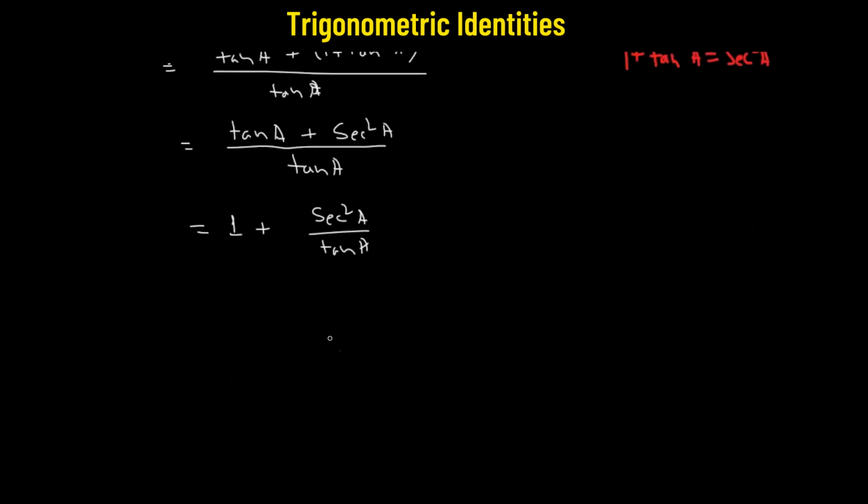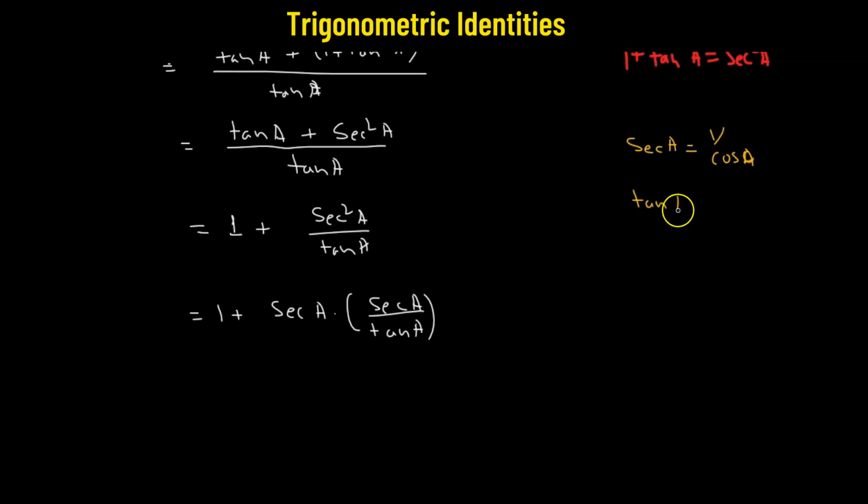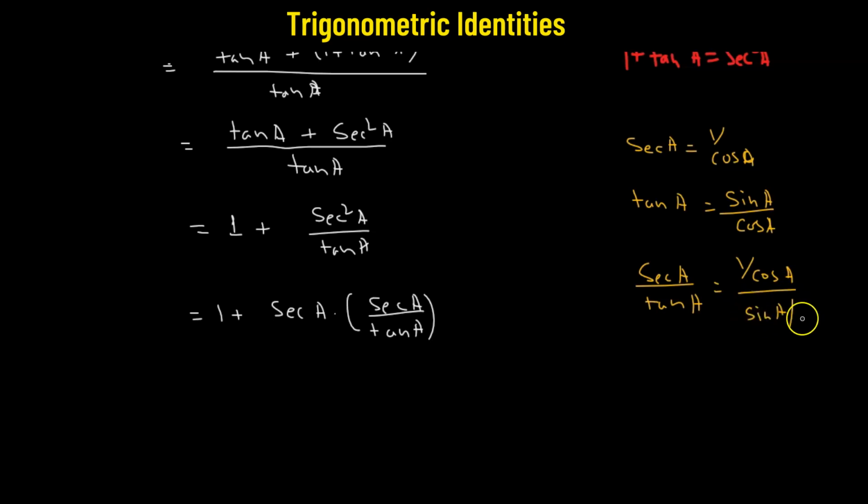Now we can rewrite the second term as 1 plus secant of A multiplied by secant of A divided by tangent of A. Now let's simplify secant of A over tangent of A. We know that secant of A is the reciprocal of the cosine function, so we have 1 over cosine of A. And tangent of A is the ratio sine A over cosine A. So when we divide secant of A by tangent of A, all we're doing is dividing 1 over cosine of A by sine A over cosine A. So here cosine A and cosine A will get factored out and we are left with 1 over sine A.